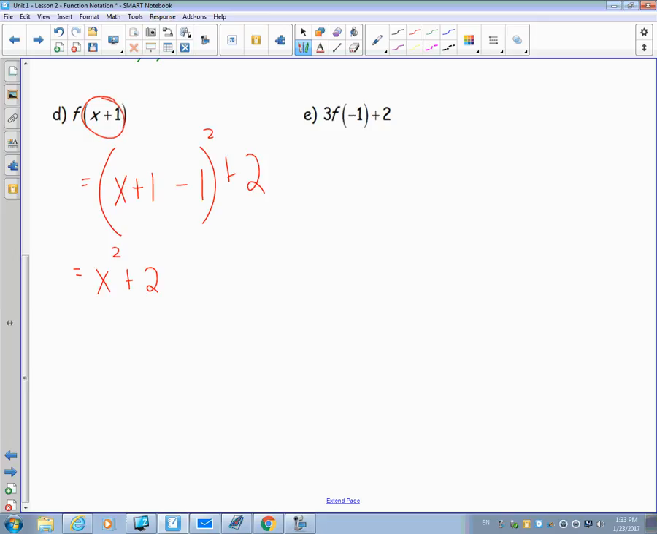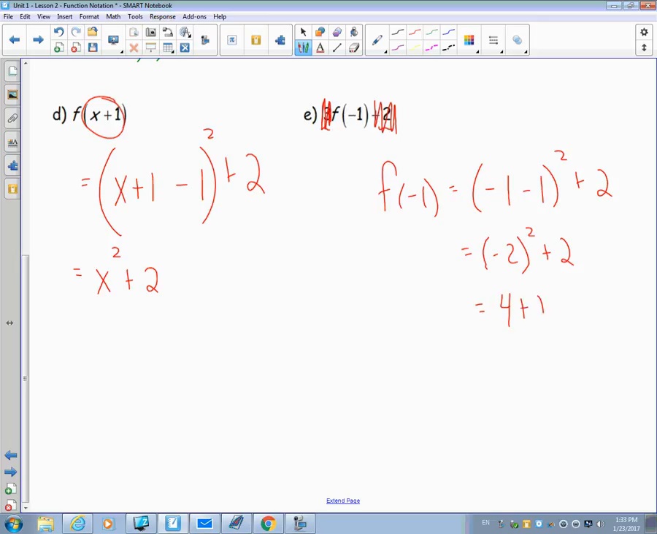Again, we got some weird things going on here. In particular, this 3 and this plus 2. If I were to get rid of those, I'm thinking you guys would know what to do. We could figure out f at negative 1. In fact, I think we already have. Negative 1 minus 1 squared plus 2. That's negative 2 squared plus 2. That's 4 plus 2. That's 6. Okay, so in other words, f at negative 1 equals 6. But that really wasn't the question, was it? The question was 3 f at negative 1 plus 2.